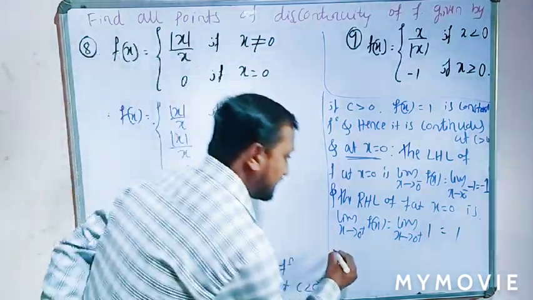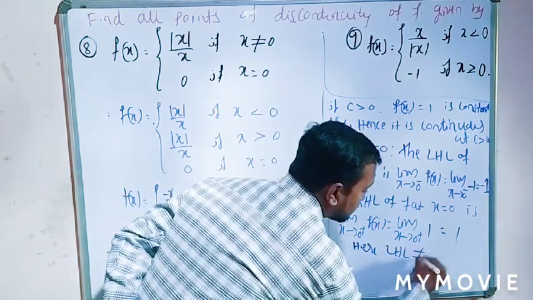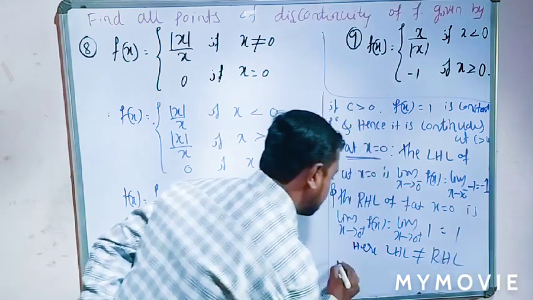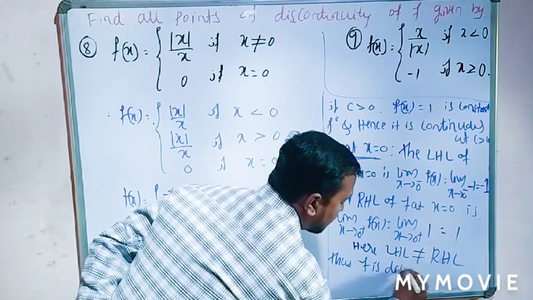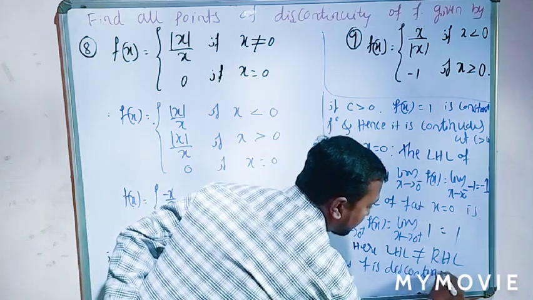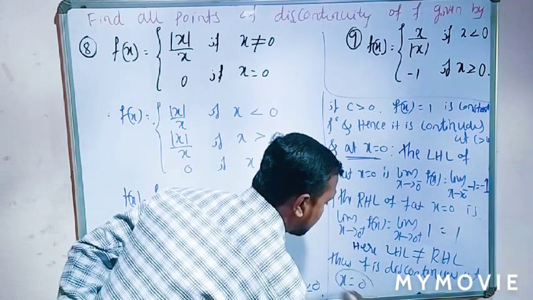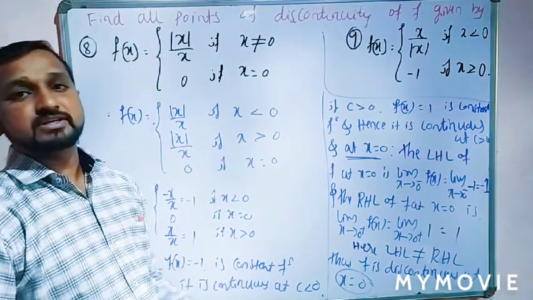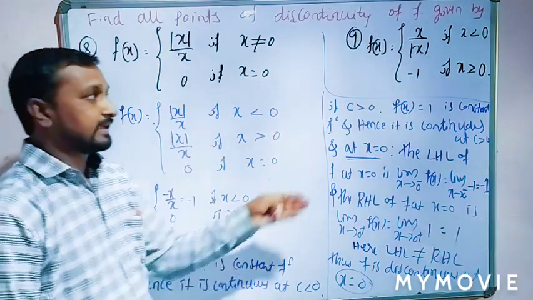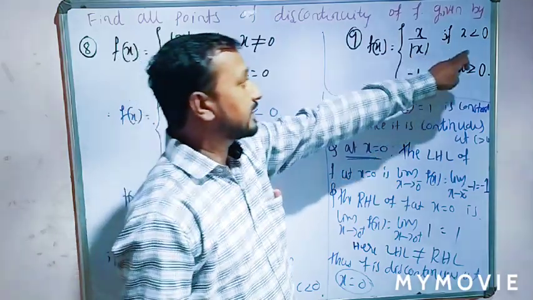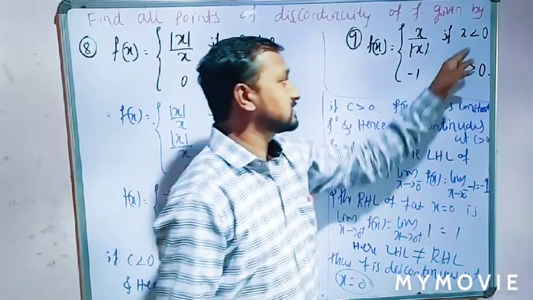Is that clear? Here LHL is not equal to RHL. Thus f is discontinuous at x equal to 0 point. This is the procedure. Already in the previous class, we solved this type of example. Here also the same method. You can take this as the direct condition. This is not equal to 0. This is LHL. This is RHL.